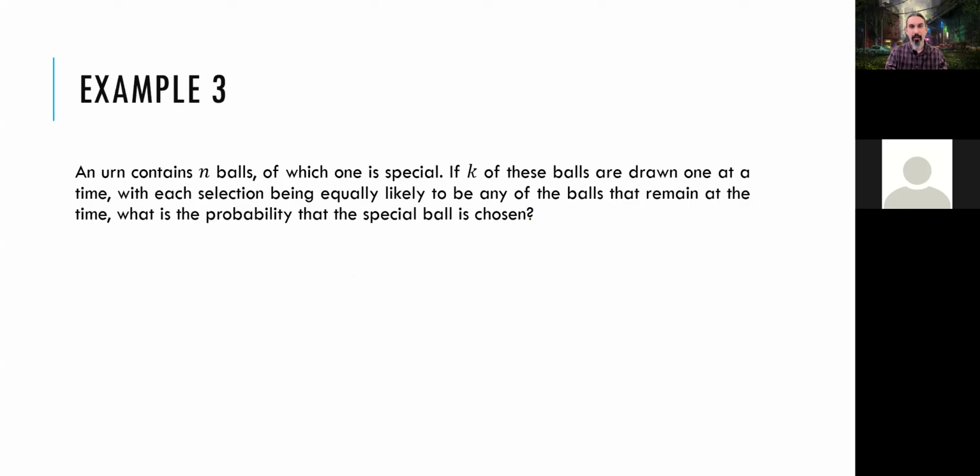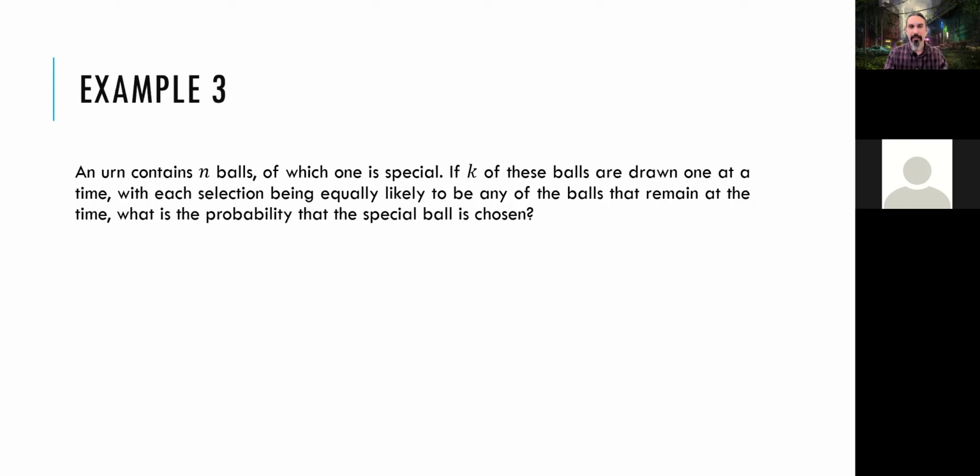The third one. Now, this example is a good example of why this course is a bit harder than other courses, because as you can see, there's an example here with no numbers. So we may see lots of questions like that. We don't need numbers to be able to calculate probabilities, as you can see here. N contains n balls, of which one is special. Okay, there's a number there, 1. If k of these balls are drawn, one at a time, with each selection being equally likely to be any of the balls that remain at the time, what's the probability that the special ball is chosen?